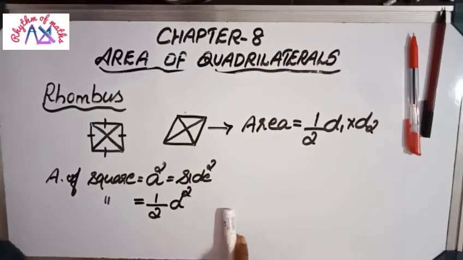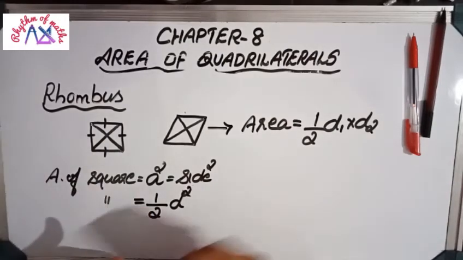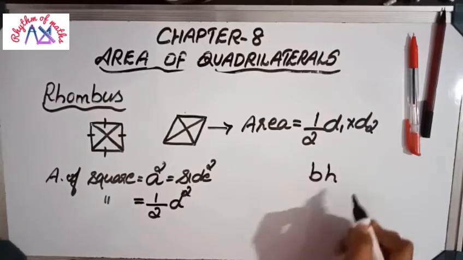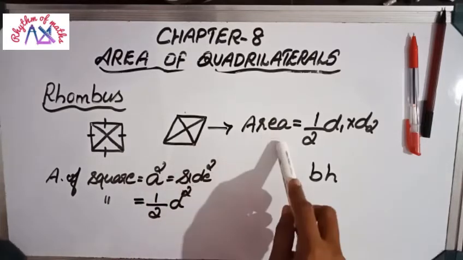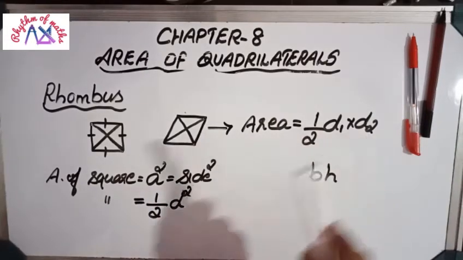What is the equation to find area of parallelogram? For parallelogram, the equation is BH. Learn all these by heart. This will be useful in 9th and 10th standard. So parallelogram equation is BH. For square, if we know the diagonal, the equation is half d square. For rhombus, the area equation is half d1 into d2.